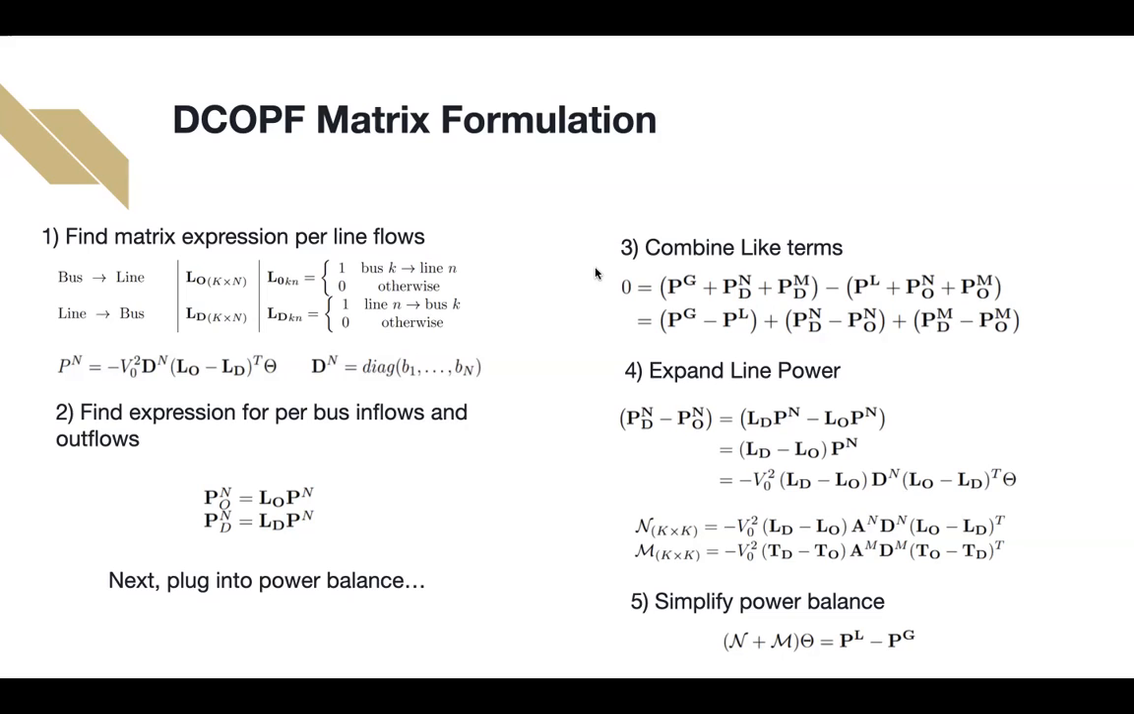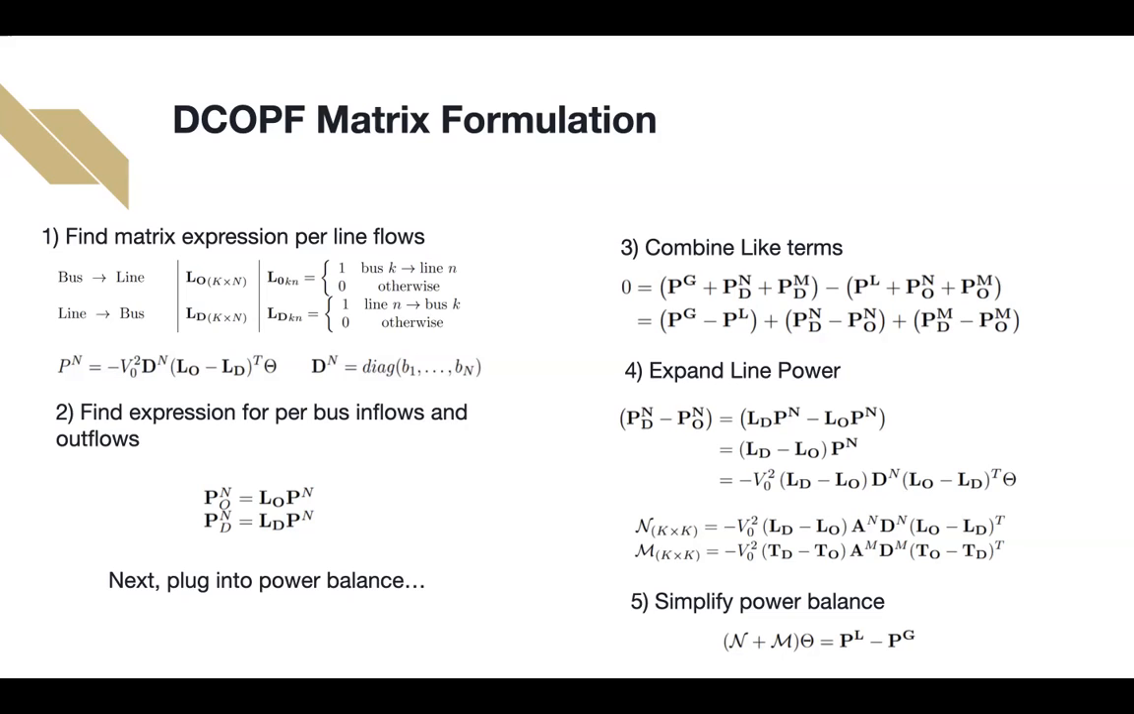So we first take these terms, we combine our like terms, and then here we just look at the line power in particular. And so we can expand and rearrange these terms, and we find that we can express this all as a really big matrix to define the power flows and then convert us back into the bus power flows, input and output.